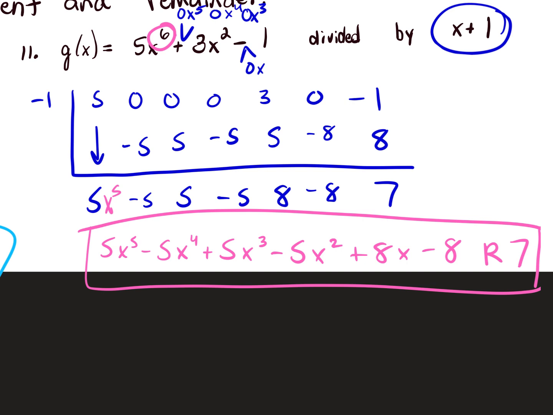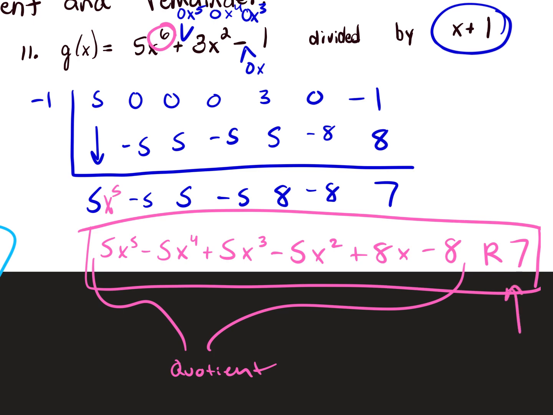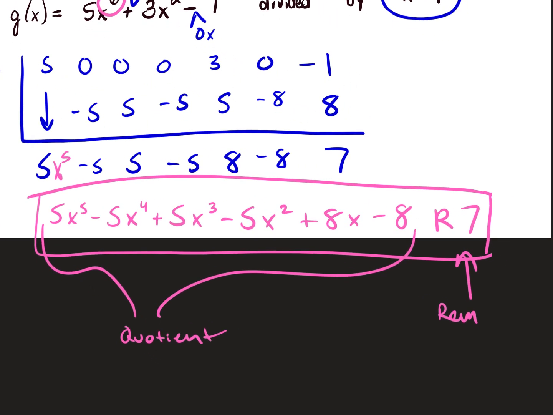This question is asking for the quotient and the remainder, so it's asking for the whole thing. Yeah, this part would be the quotient. This part is the remainder. The whole thing would be your answer. I don't know if it asks to separate it on the test, but just give me the whole thing.